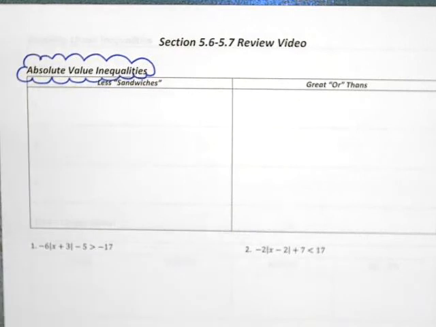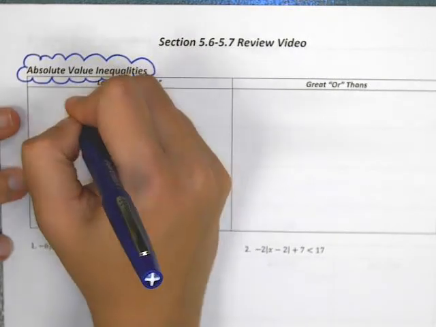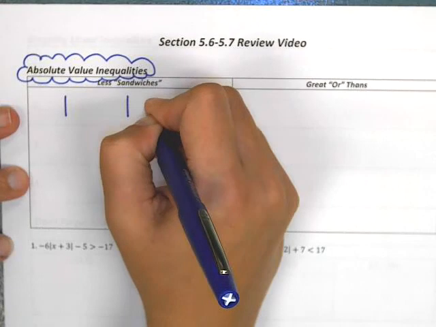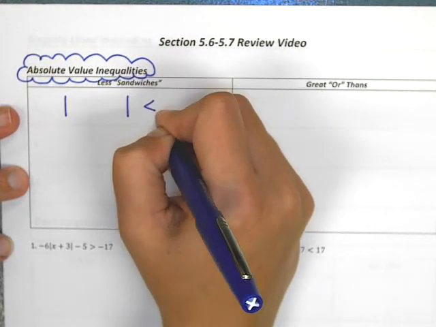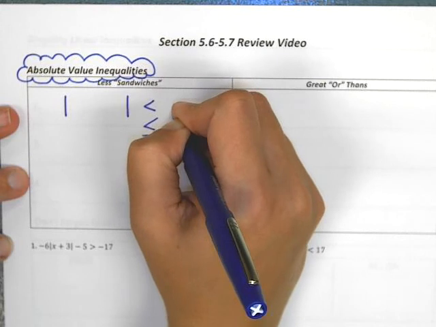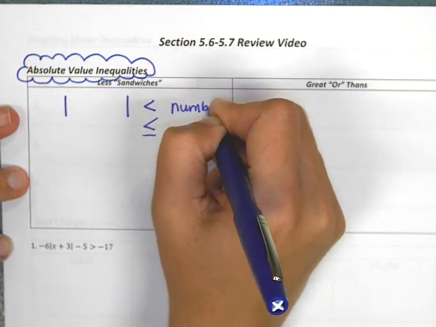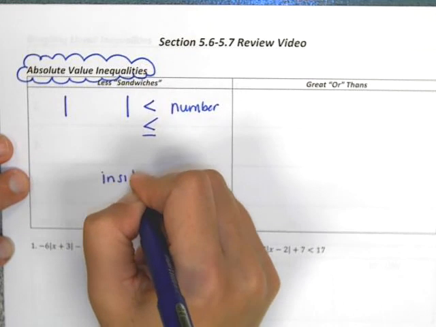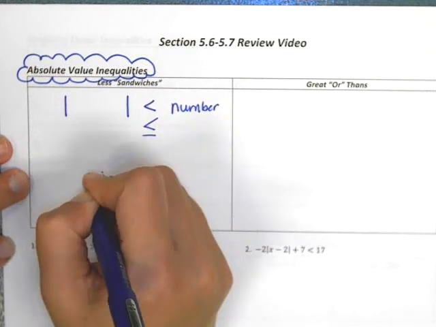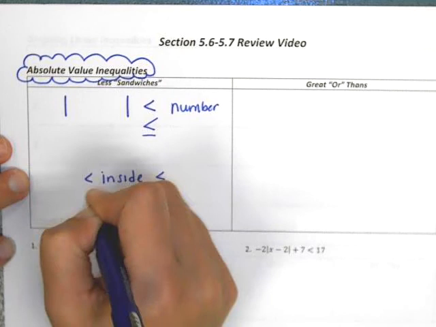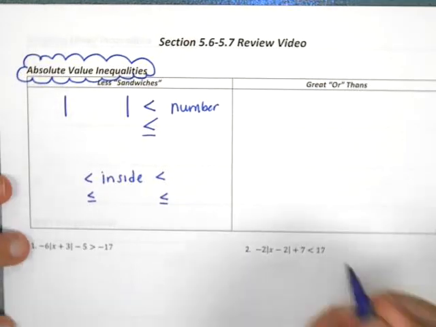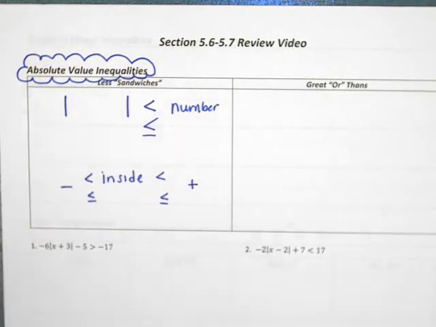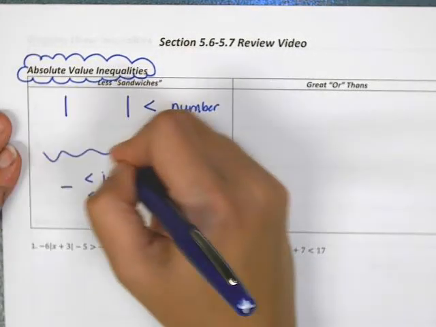Now we said these come in two types. They come in less sandwiches, which is where you have an absolute value with a less than or a less than or equal to symbol, and then the number. When this happens, we said you put the inside stuff in the middle, the less than or the less than or equal to symbol on either side, and then you put the positive number and the negative number. We called these sandwiches.